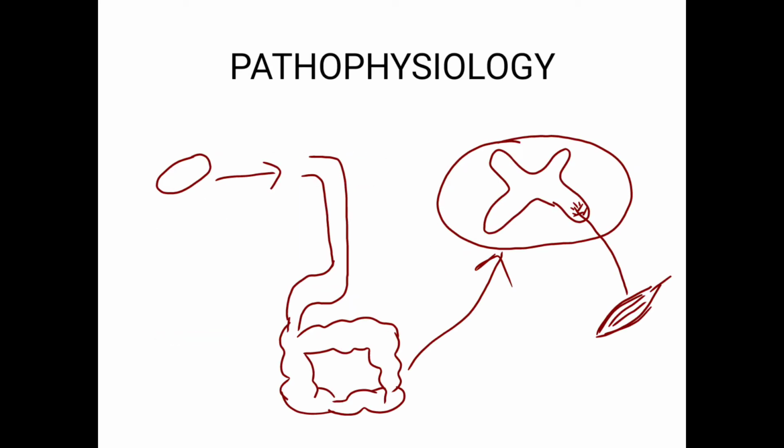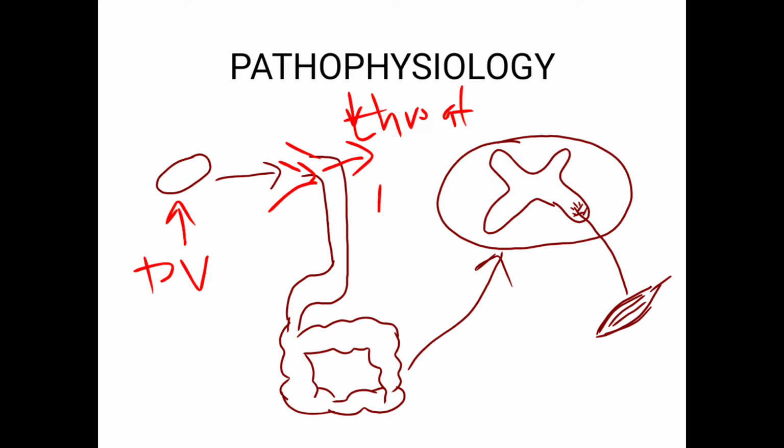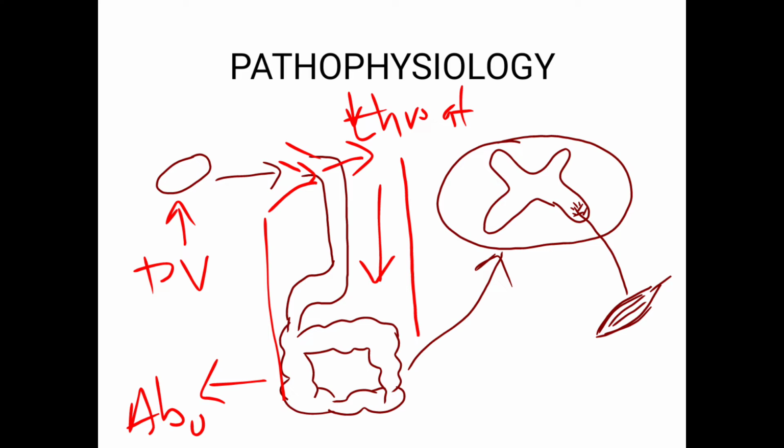So let's understand the pathophysiology. First of all, this is our poliovirus. Sorry for the illustrations actually. When this poliovirus is taken orally, it's going to replicate initially in your throat. And then from the throat, it's going to move downwards to your intestines. Intestines again is one of the replicative sites. If the virus persists in your intestinal tract, the GI tract, the problem it will be causing is abortive poliomyelitis.